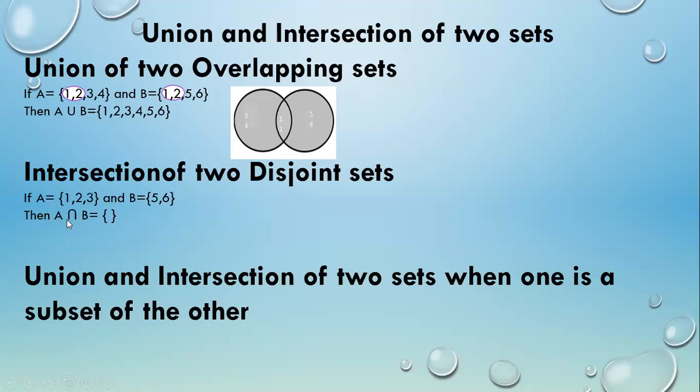So A intersection B gives the answer, a null set. Okay, Rabia? We get the answer, a null set. So Maya, how can we draw the Venn diagram for disjoint sets? It is so simple. Disjoint means two separate circles. So draw the two circles, write down the elements of set A in one, and write down the elements of set B in the second circle.